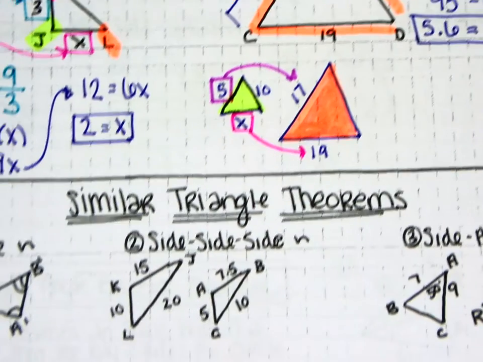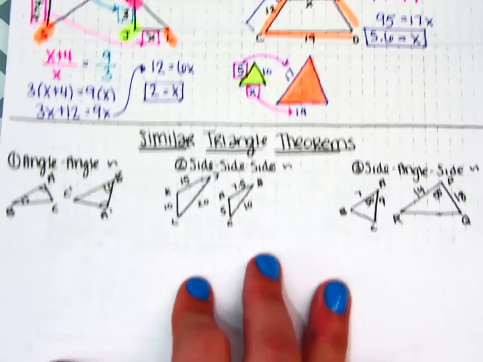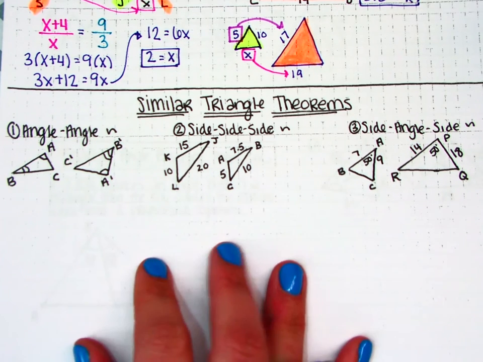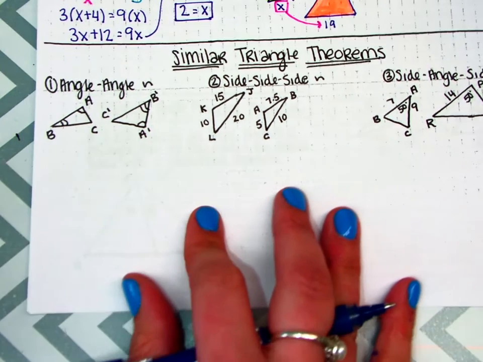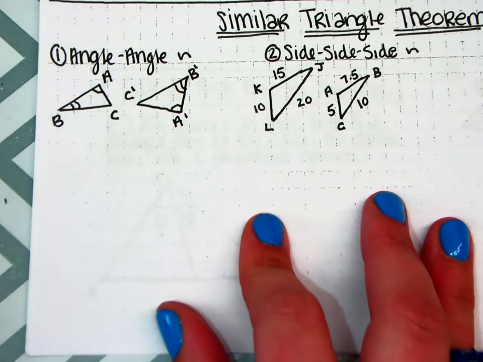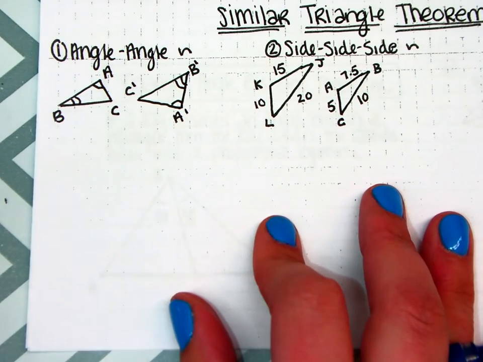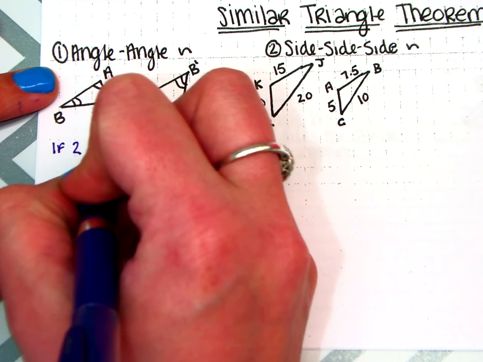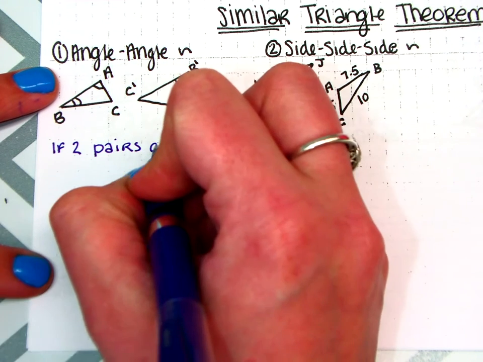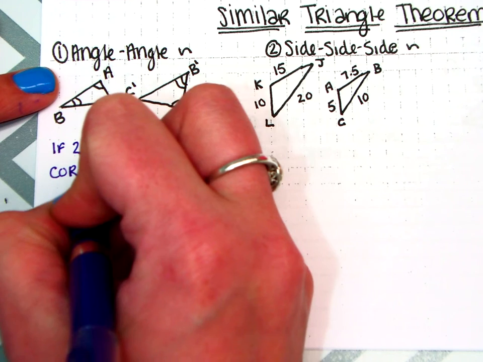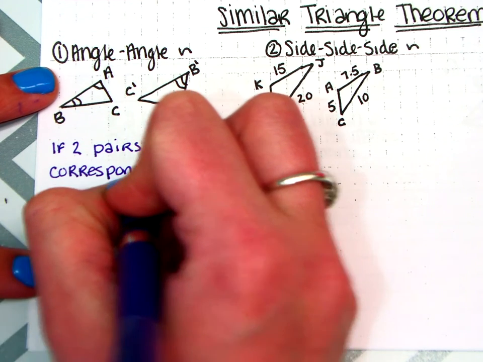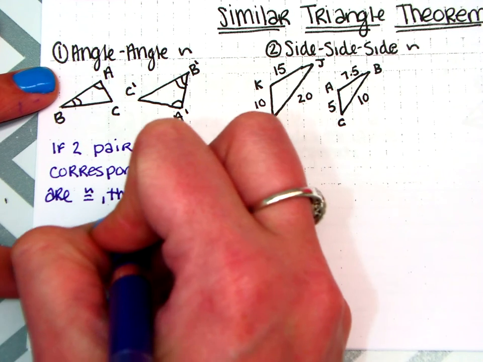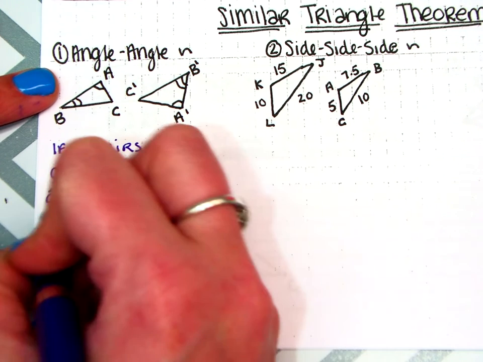The very last thing we're going to talk about is the 3 similar triangle theorems. So kind of like with congruent figures, you have side, side, side, side, angle, side. This is only for similar triangles. So we're going to focus on angle, angle similarity first. We're going to write it in words and then talk about what it means. So in words, the statement says if 2 pairs of corresponding angles are congruent, then the triangles are similar.